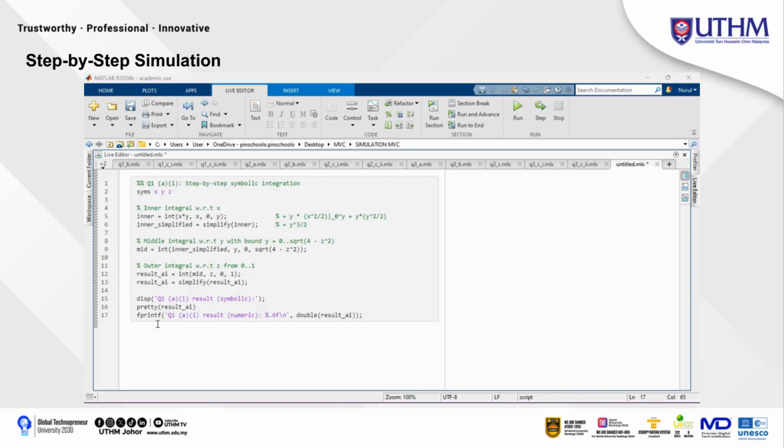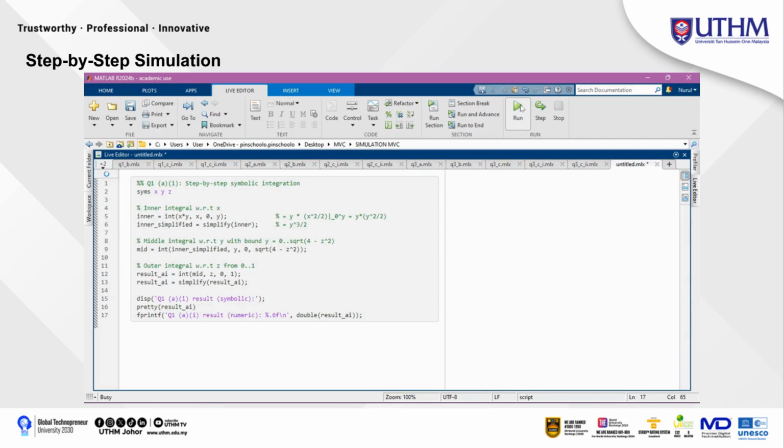So for the disp, we display the result in two forms, which is the symbolic fraction showing the exact algebraic answer and the numeric value, which is useful for practical calculation. So this step-by-step approach shows how MATLAB can handle multiple integrals symbolically, making it easier to verify each stage of the calculation and present both an exact and approximate result. So I can show that the value from this coding is the same as the manual calculation.